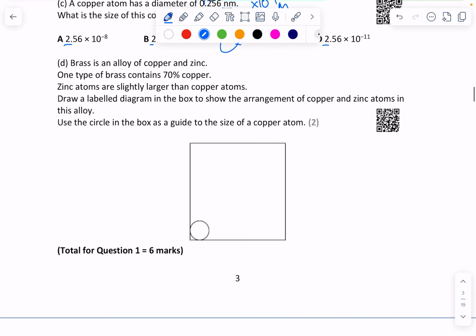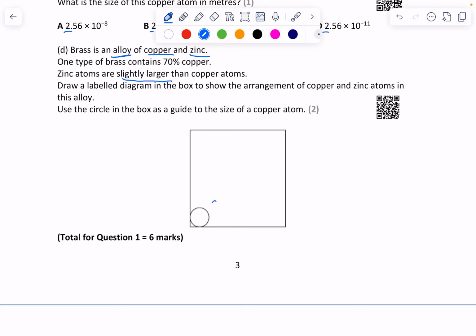And then the next one here is brass is an alloy. Remember, alloy is a mixture of metals, and we've got copper and zinc. One type of brass contains 70% copper. Zinc atoms are slightly larger than the copper. Draw a labelled diagram. Use the circling box as a guide of the size of the copper. So this is a copper atom, and it wants us to draw what it would look like if it had this alloy in existence. So my zinc, it tells me, is bigger. So let's make zinc a little bit larger.